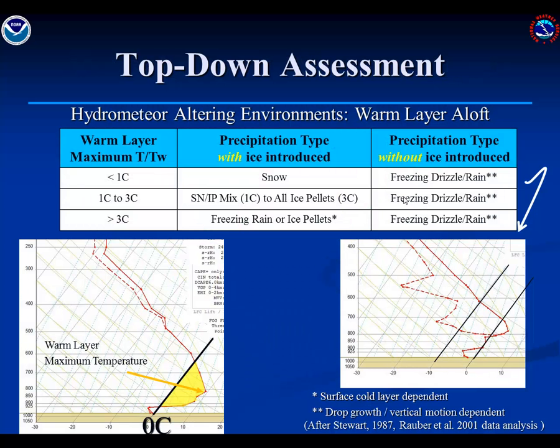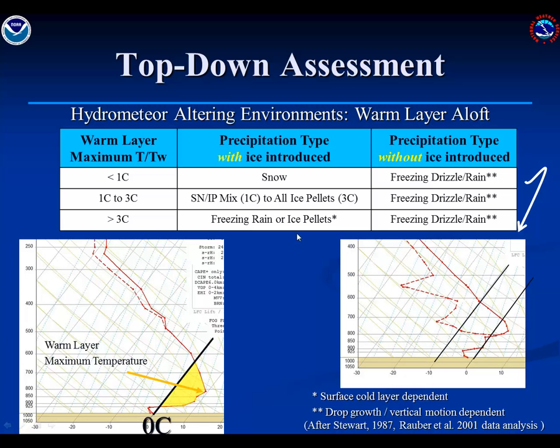So finally, if we just summarize the warm layer temperature aloft and what kind of outcome we would get with ice introduced into that warm layer: when warm layer temperatures are below 1 Celsius, you have a high probability of snow. But as you increase that maximum wet bulb temperature aloft toward 3 Celsius, you start to melt your ice hydrometeor more and more, and you start to become closer to an ice pellet forecast.